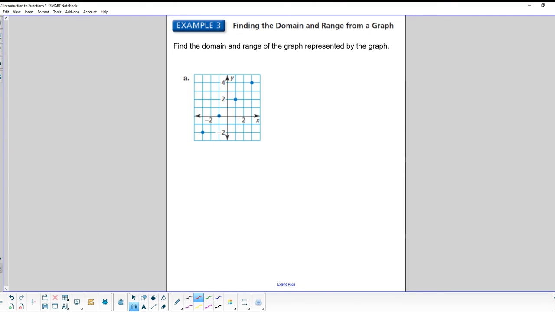And finding the domain and range from a graph. So to do that, you would have to actually look at each dot, say, well, that's -2, -1, 2, 3, -3, -2. And this dot would be -1, 0. This dot would be 1, 2. And our last dot would be 3, 4.